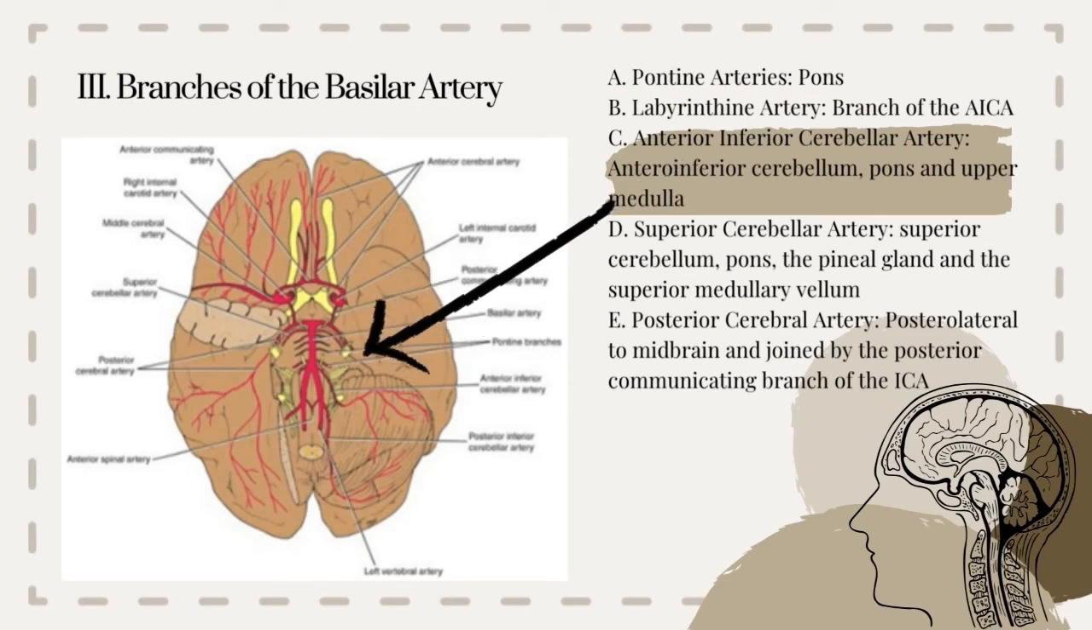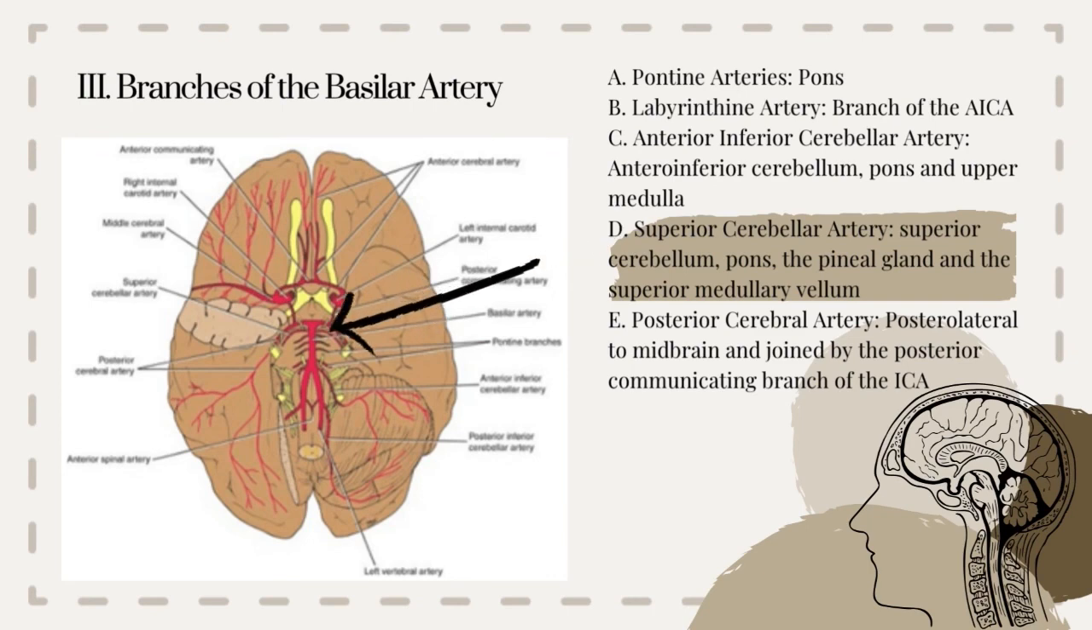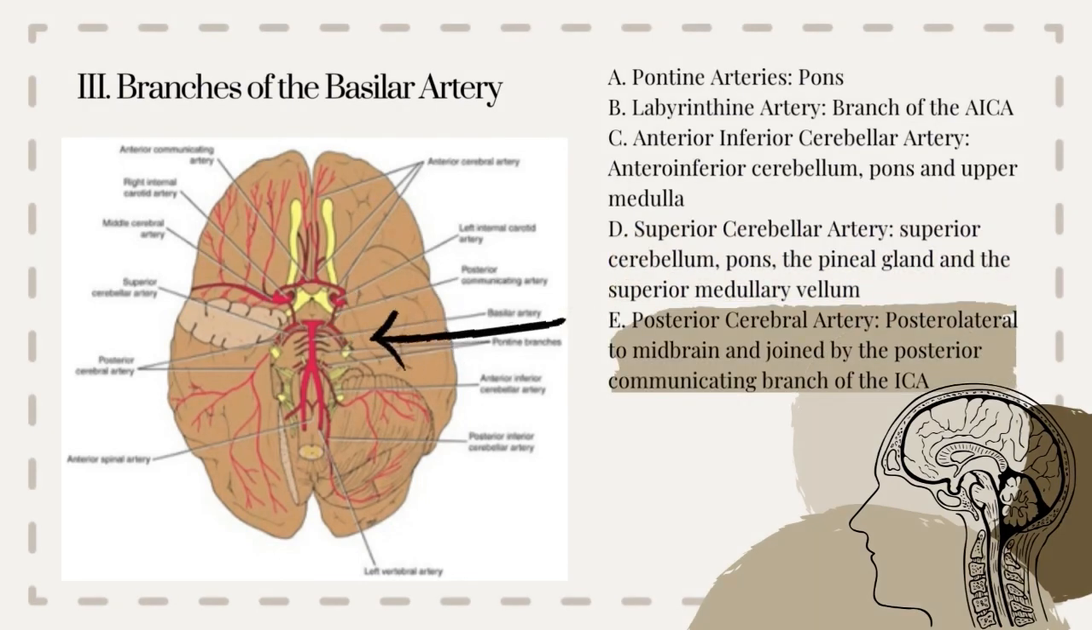Next, you have your anterior inferior cerebellar artery. It passes posterolaterally and supplies the anterior and inferior parts of your cerebellum, as well as your pons and your upper medulla. Then you have your superior cerebellar artery. It arises close to the termination of your basilar artery and supplies the superior cerebellum, pons, the pineal gland, and the superior medullary velum. Lastly, you have the posterior cerebral artery. It lies posterolateral to the midbrain and is joined by the posterior communicating branch of the internal carotid artery.